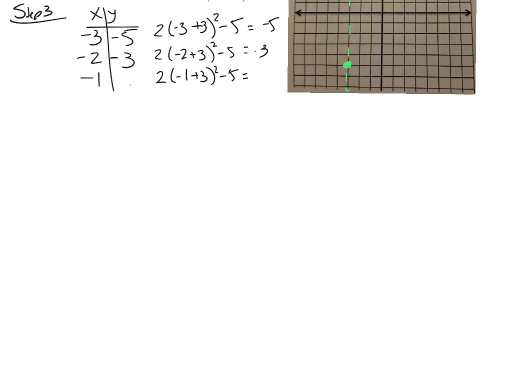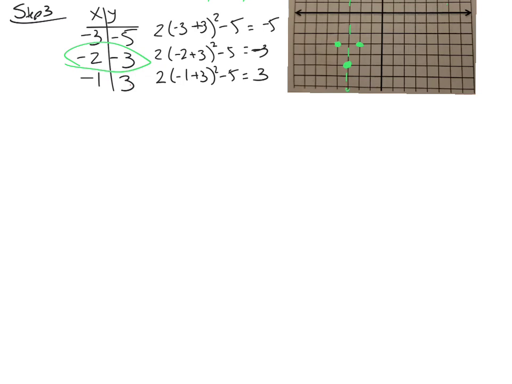-1 plus 3 is 2. 2 squared is 4. 4 times 2 is 8. 8 minus 5 is +3. So now I'm going to plot my points. I'm going to go -2, down 3. Put a dot. I like to reflect it over right then and there.